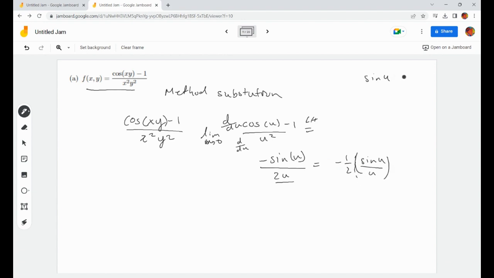But in this case, we know that sine u over u needs the squeeze theorem method. And then you have negative sine u over u, which I believe equals 1, and then negative 1/2 would be the answer, right? Am I doing it right? Yeah, because the squeeze theorem makes it so that it turns to basically 0, and basically 1 because it's sine.